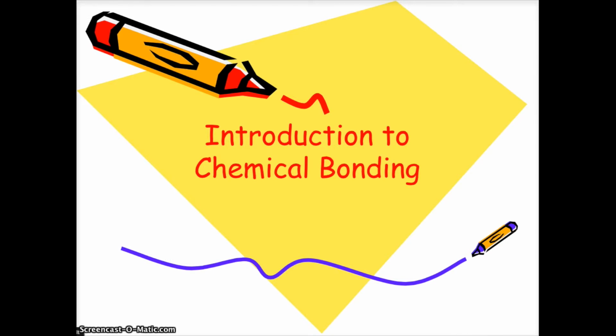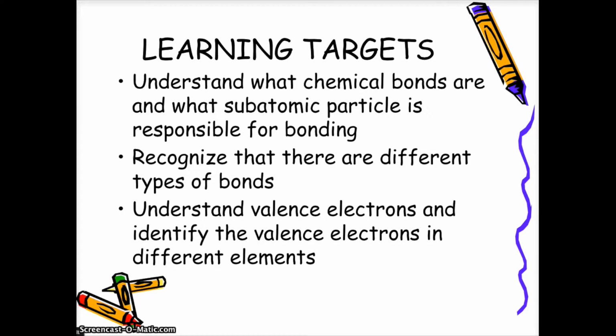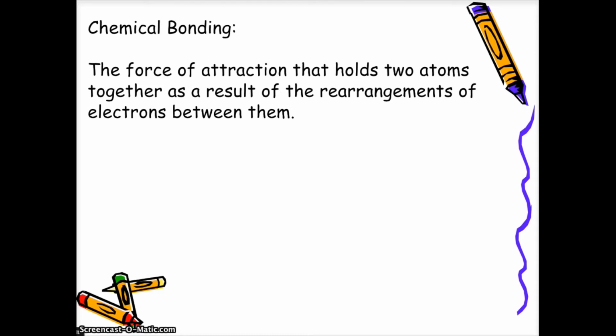Now, with that in mind, our learning targets for today are for you to understand what chemical bonds are and what subatomic particle is responsible for that bonding. We also want you to recognize that there are different types of bonds and understand valence electrons and identify those valence electrons in different elements.